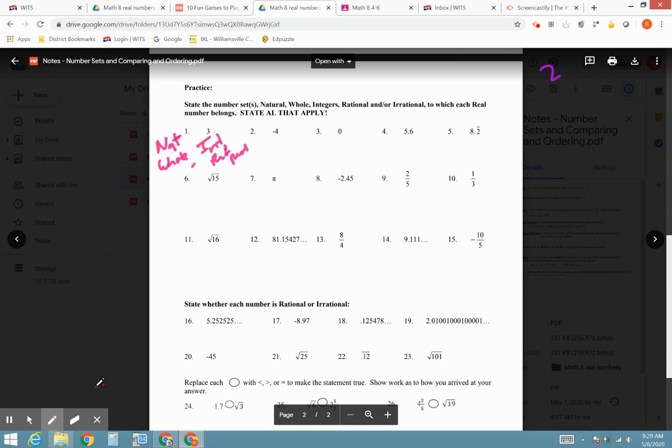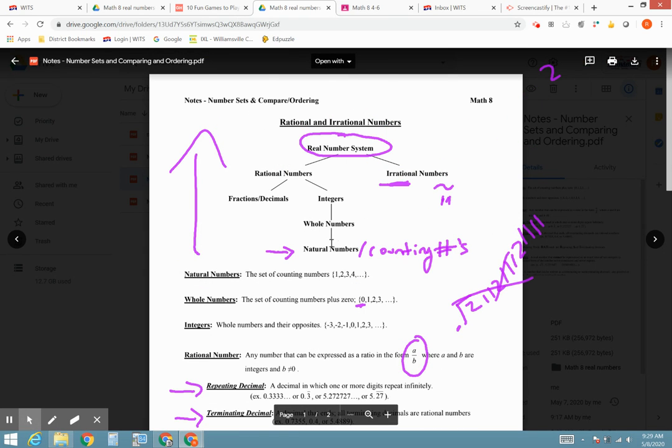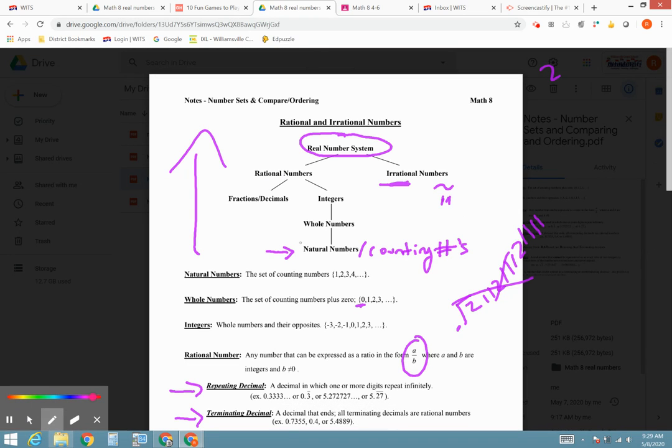So if I go back to that chart, you can see that because it was natural, it's automatically everything above it: whole, integer, rational, real. So basically, if you can figure out where it starts, you can know that it's part of everything that would come above it.